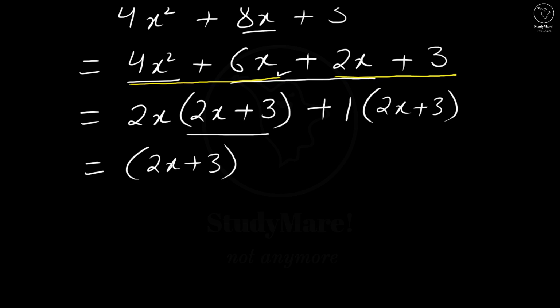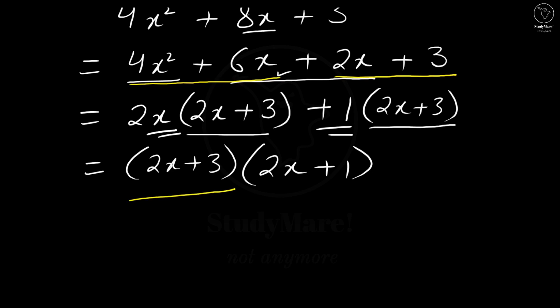This part we have taken common. Inside we have 2x from here plus 1 from here, and these are the factors. So we got two factors here. One is 2x plus 3 while another is 2x plus 1. So this is the method you have to follow to factorize the expression where you have to split the midterm.